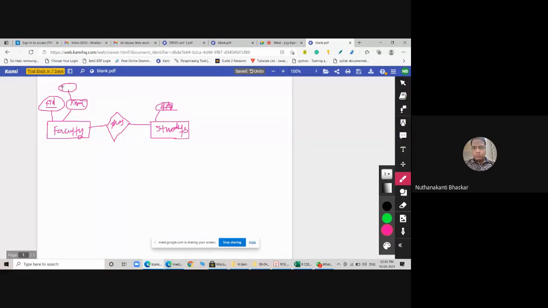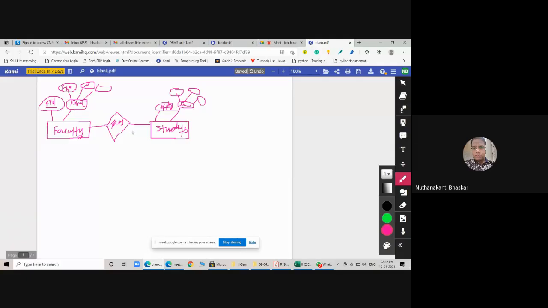What is that? First name, middle name, and last name. Like that, the student name is also a composite attribute. Yes or no? Like that, we have to draw. We have to include all the attributes. What I am writing, you understood now. Correct? Are you clear? Yes, sir. Yeah, like that we need to design the model.